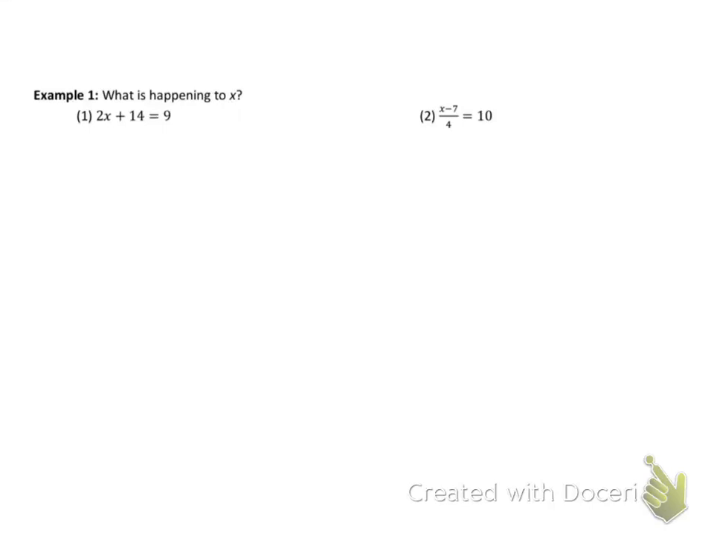Today we're going to look at solving multi-step equations, and you'll notice they look a little bit more complex than the one-step equations that were discussed in the previous video, but we're starting the same way by asking ourselves what is happening to x. Well, notice in the first one, 2x plus 14 equals 9. What's happening to the x? It's being multiplied by 2.